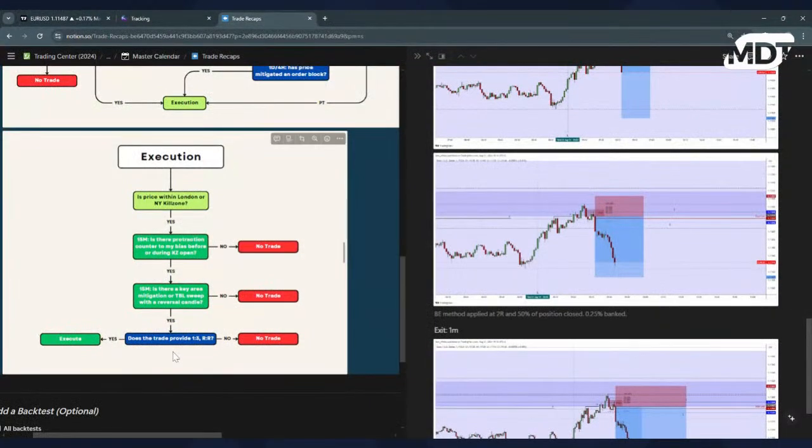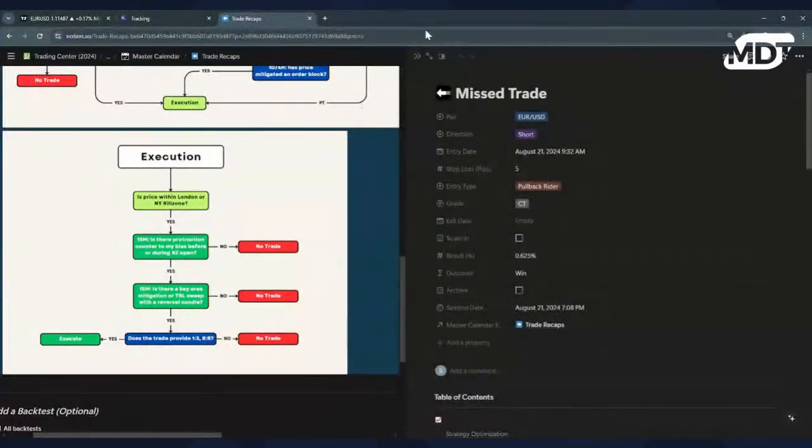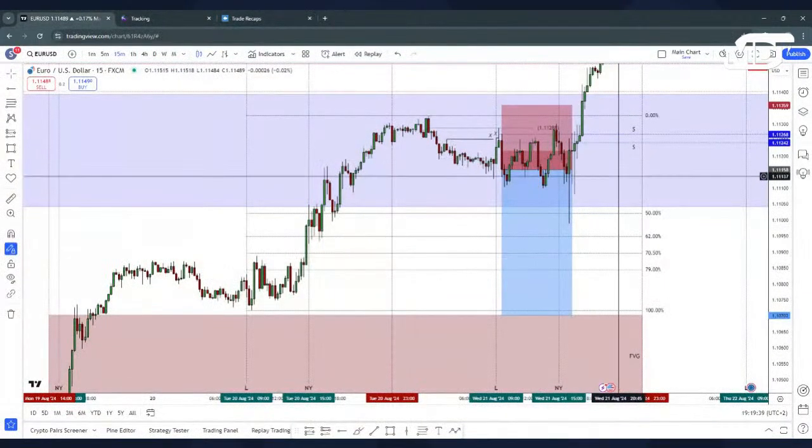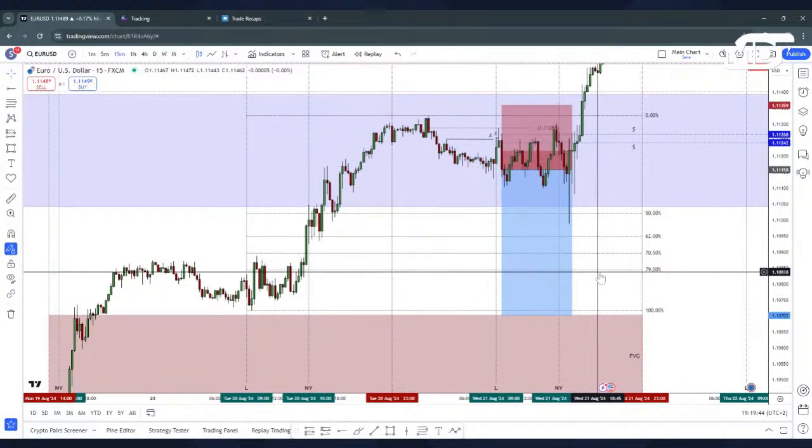If we look at the last step, which is, does the trade provide 1:3 risk to reward? If no, then there's no trade. And in this case, there was no trade on 15-minute at least. Hence, I didn't take it. So the end result, 0.625, profitable session on a full risk position. That's a 3% trade. Could have been done for the day. But yeah, those are the positions so far this week.